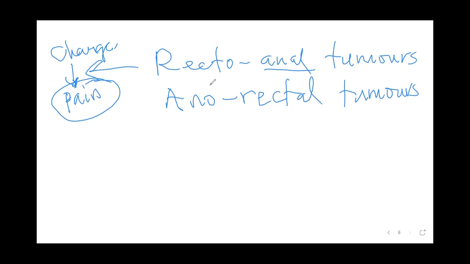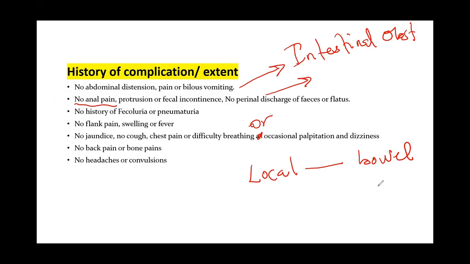But when it starts with features of pain before obstructions, symptoms of obstruction is what? Anorectal tumors, because the anal canal has somatic innervation. Now, if you go back to the next complication, it's still local. We are still talking about local complication. The first one we talked about is intestinal obstruction.